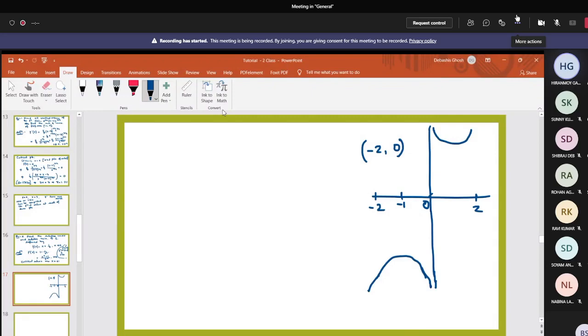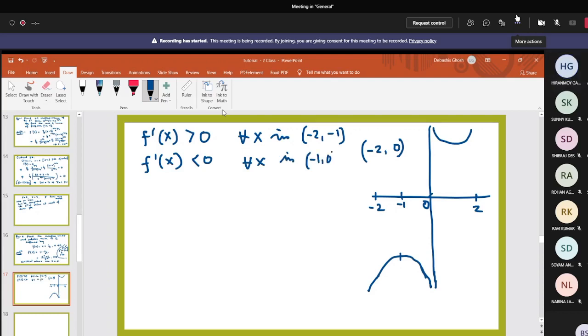So if you test f dash x in between, you can find it to be positive for all x in minus 2 to minus 1. It is increasing up to minus 1. And f dash x you can find to be negative for all x in minus 1 to 0. Okay, so therefore at f of minus 1, meaning x equals minus 1, the function has its relative maximum.